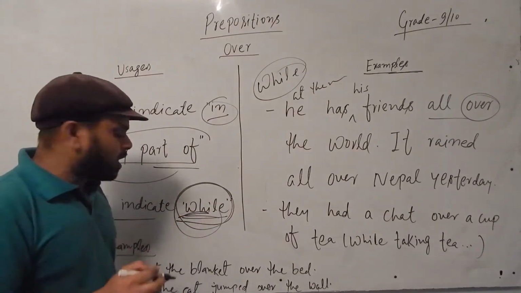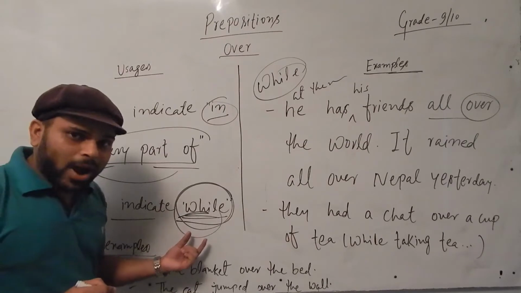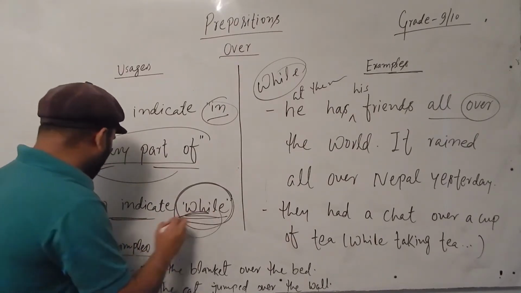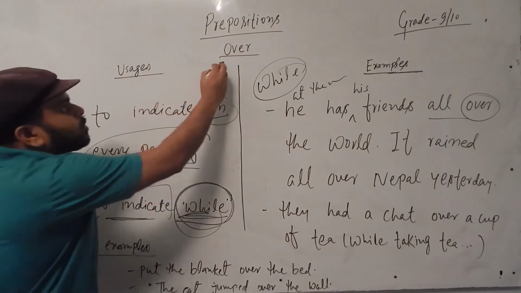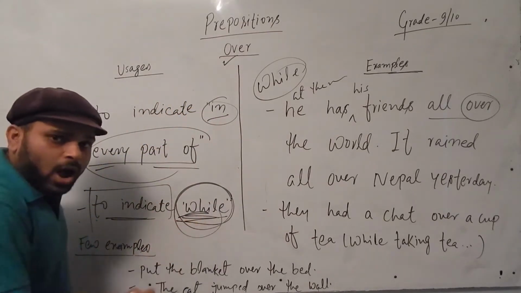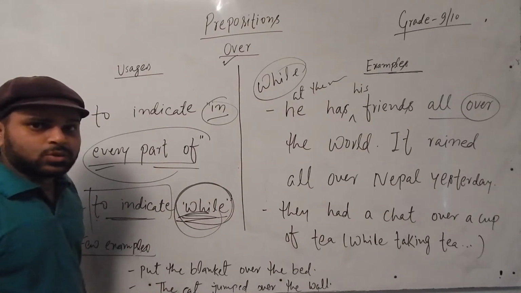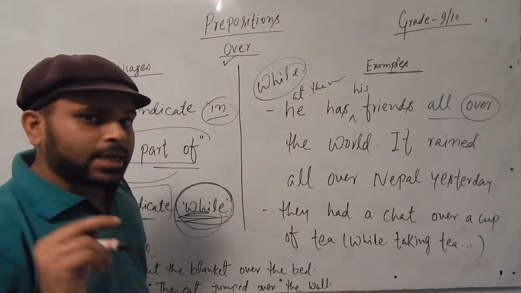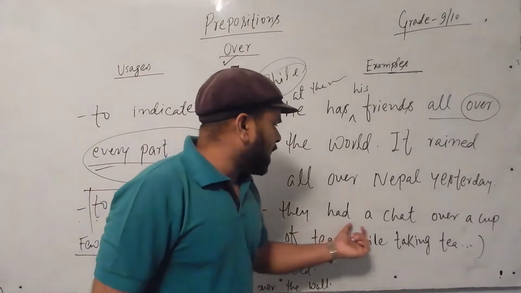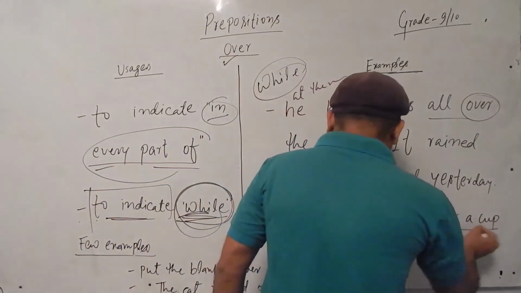Your rule says that you can use the preposition over to indicate why. And why is why used? Why it is talking about two simultaneous incidents. Like, they have a chat over a cup of tea.